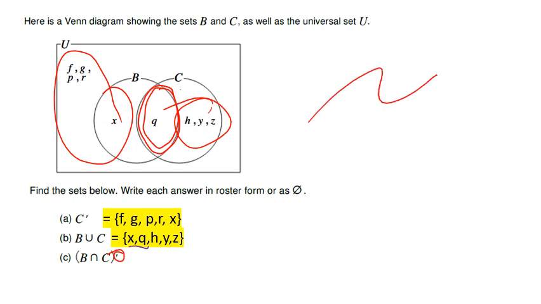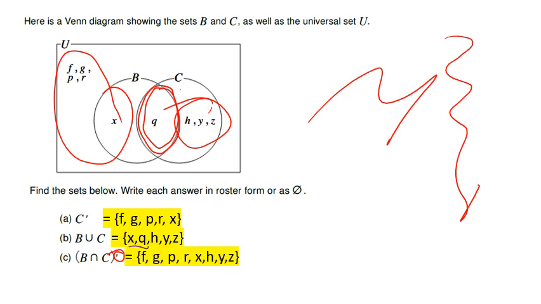Now, you could go over here and you can work it out like we did in the previous example. That's up to you. But you should have come up with what's not in B and C. F, G, P, R. The X is not in the intersection. H, Y, and Z is not in the intersection. There you go.